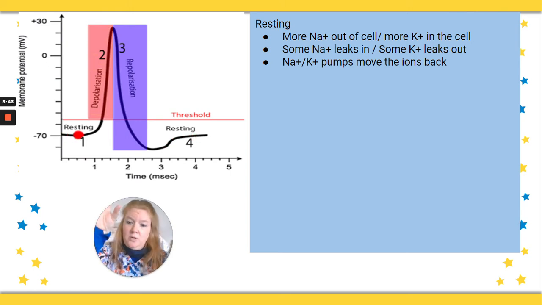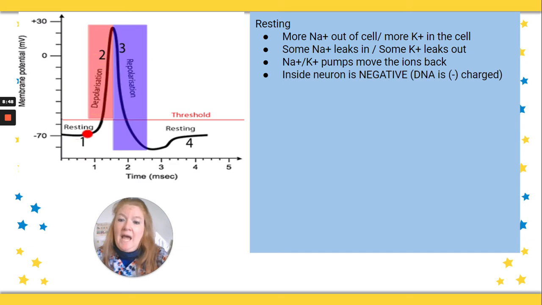More sodium outside, more potassium inside, and the inside of the neuron is negative. How I remember this is that DNA has a negative charge. If you think about electrophoresis in biology and how DNA is able to be pushed along, it's because DNA has a negative charge. So I always remember that because DNA is negative, the inside of the cell is negative. So the inside of the neuron has a negative charge.